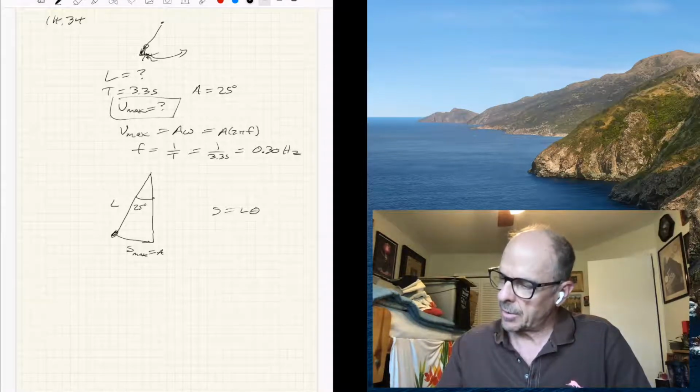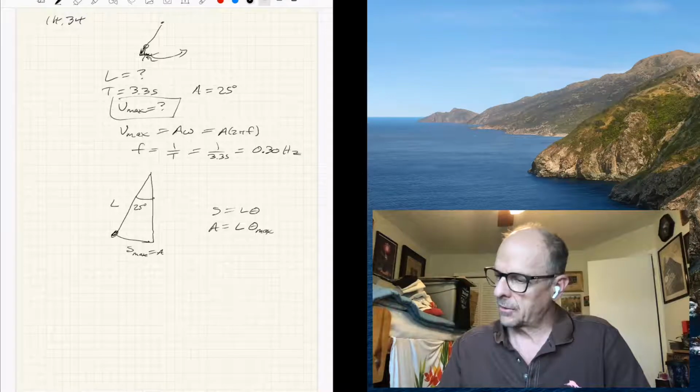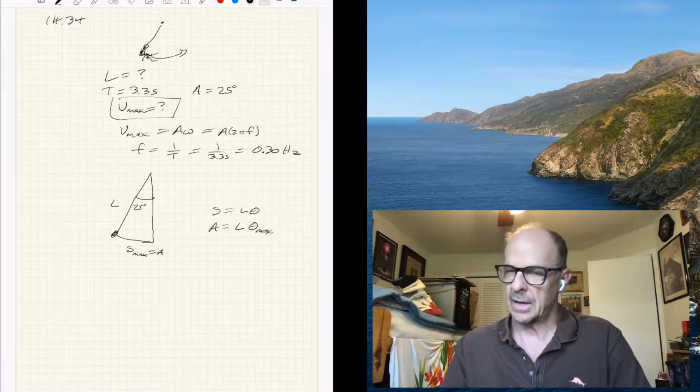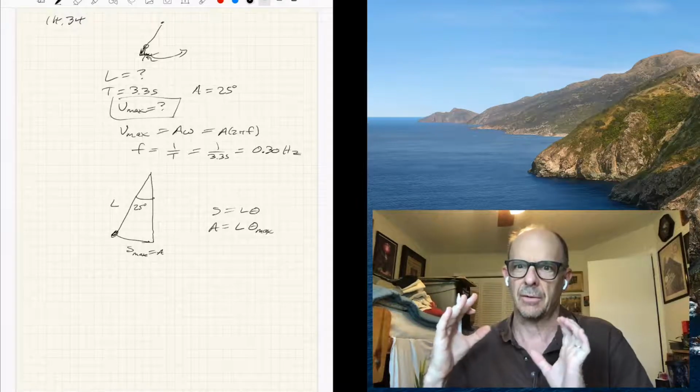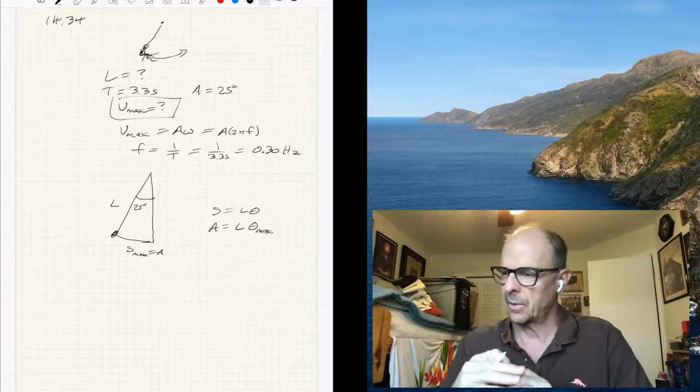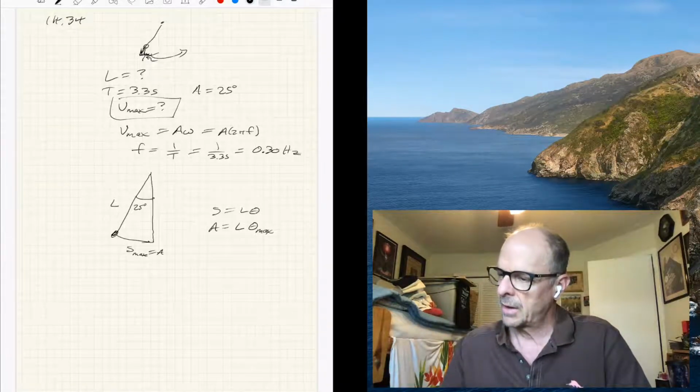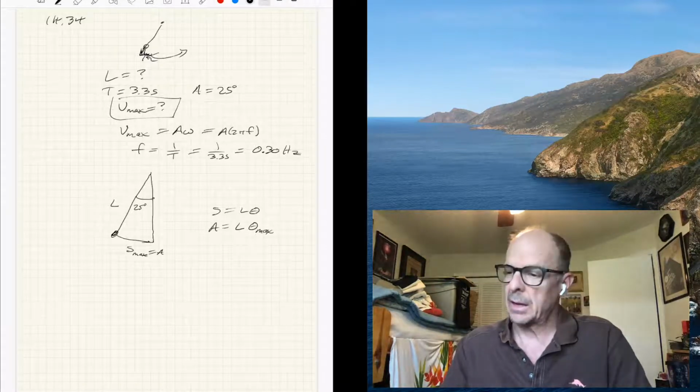So I can get the amplitude A is L times theta max. I know theta max in degrees. I would need to convert that to radians. You never do any multiplication of an angle in degrees, always in radians, always in radians. And so I can get my amplitude if I figure out what L is.